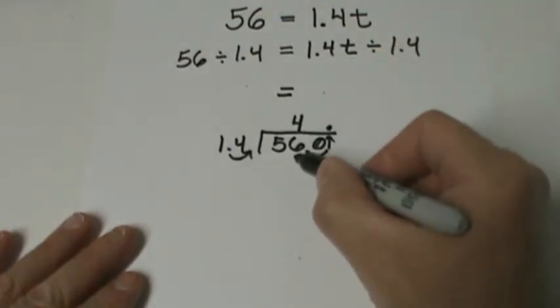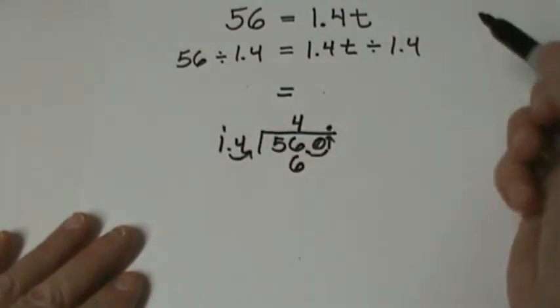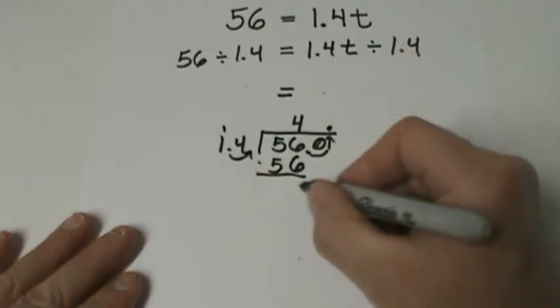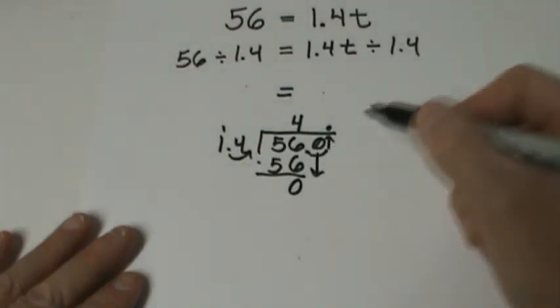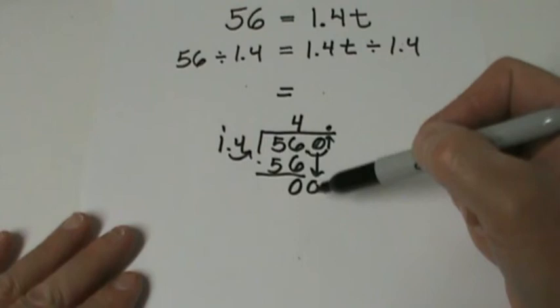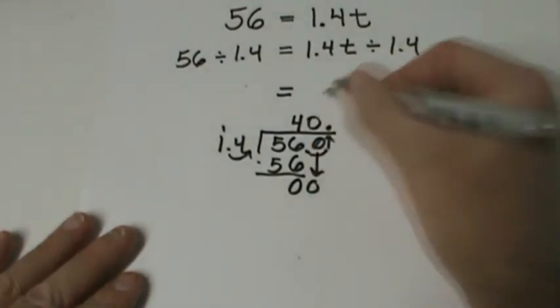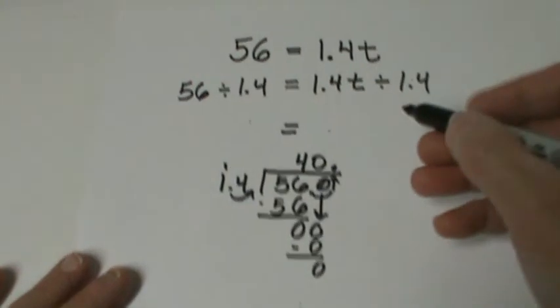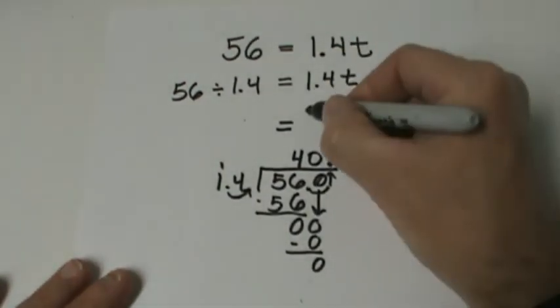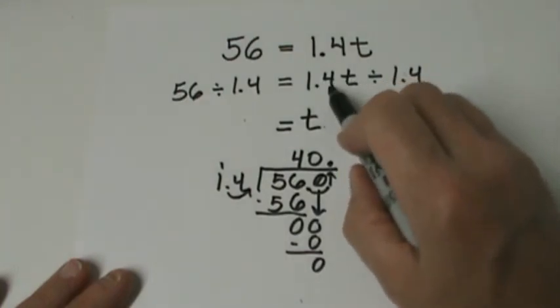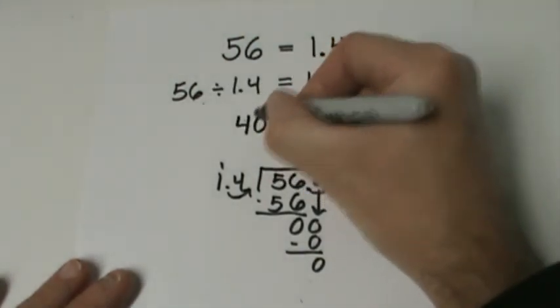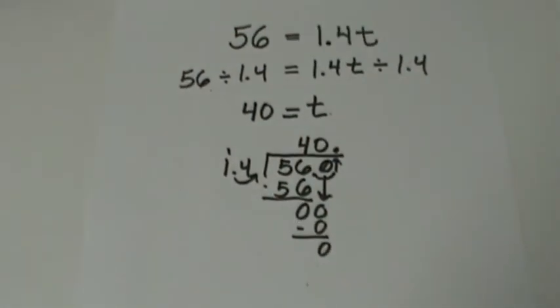4 times 4 is 16. Regroup the 1. 4 times 1 is 4 plus 1 is 5. Subtract and we end up with 0. Bring down our other 0 and we would have 14 into 0. Can't do it. So we put a 0 up there in our quotient, and of course 0 times 14 is 0, and it terminates. So the value of t, which is by itself over here now because we've undone multiplying through division, leaves the t by itself, and then we divided and we found out it was 40. So the answer is t has a value of 40. Very good.